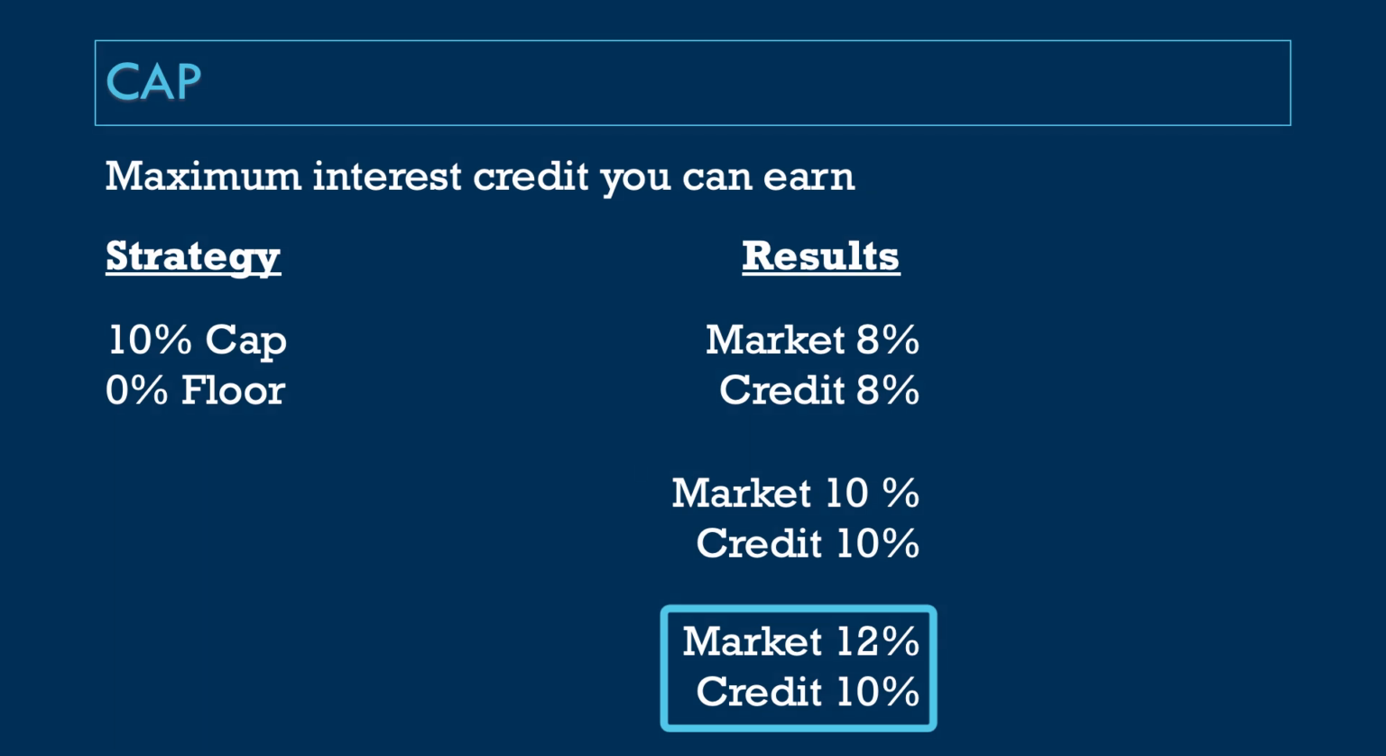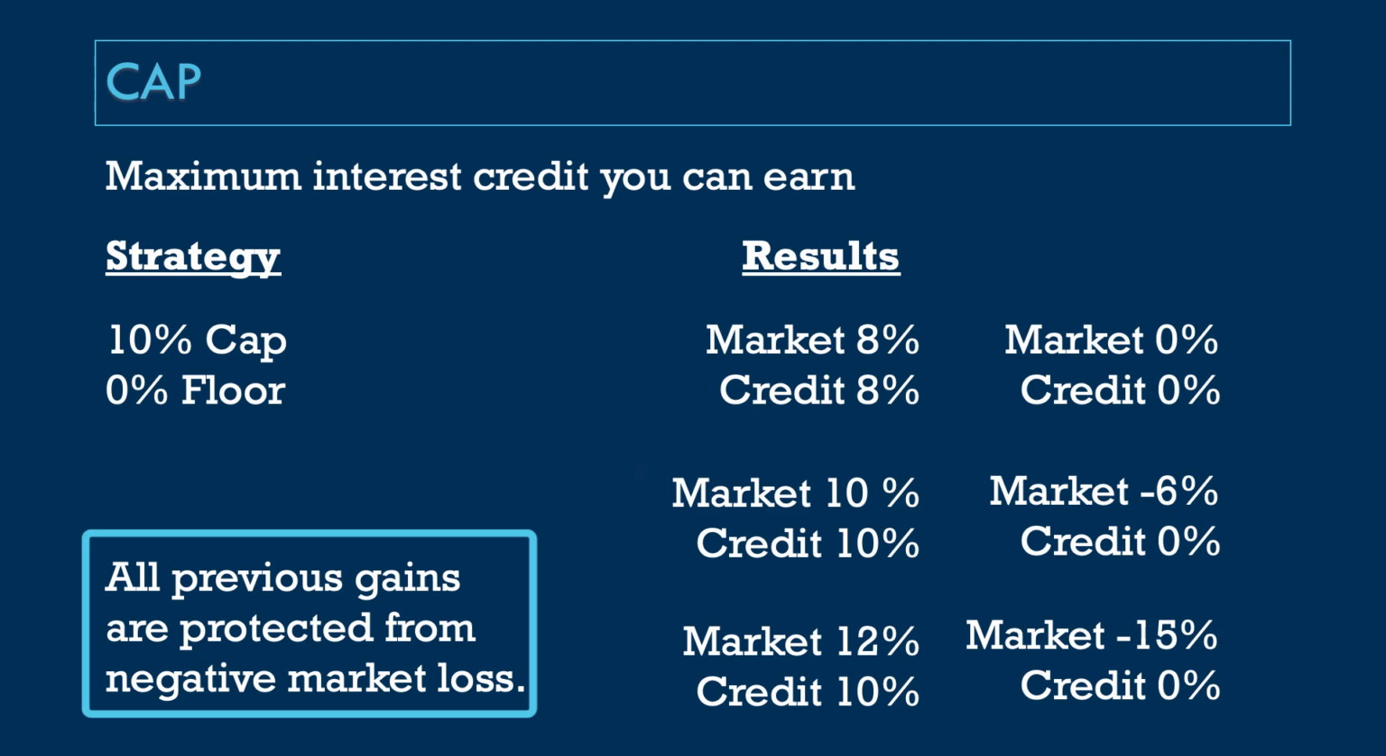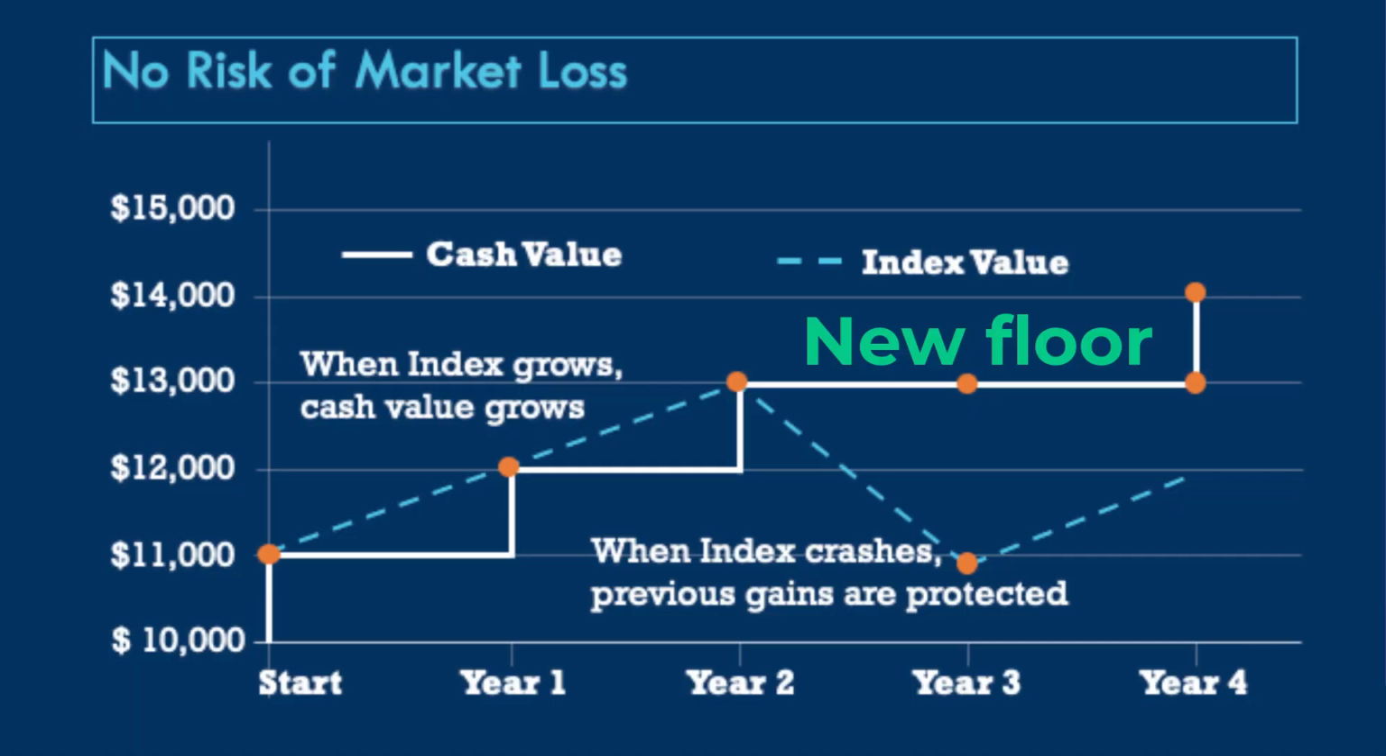On the other hand, if the market crashes and we have, say, negative 6%, that's where the floor really becomes a hero. You get 0% credit, so you don't lose any money due to what happened in the market. You will remain at the same level as you were before the market dropped. Another important thing to note is that all the previous gains are locked in and protected from future market losses. So if your account grows from $10,000 to $13,000 and the market crashes, $13,000 becomes your new floor. You won't lose those gains. When the market recovers, you will start compounding from $13,000, not $10,000.